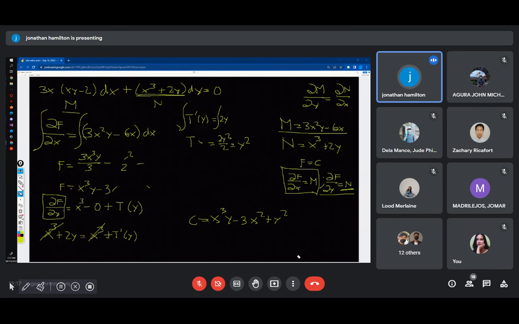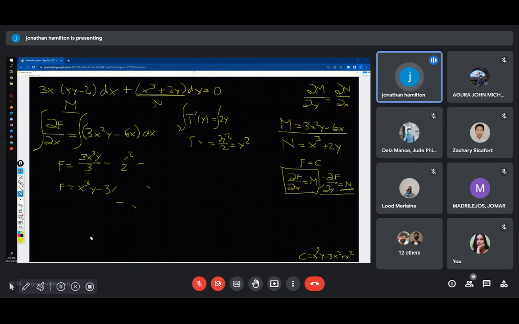So yeah, thank you. So ato siya ikuan. So this is c is equal to x cubed y minus 3x squared plus y squared. Sige. So kani dapat ang atong ma-derive na answer. So we'll be doing the exact same process.